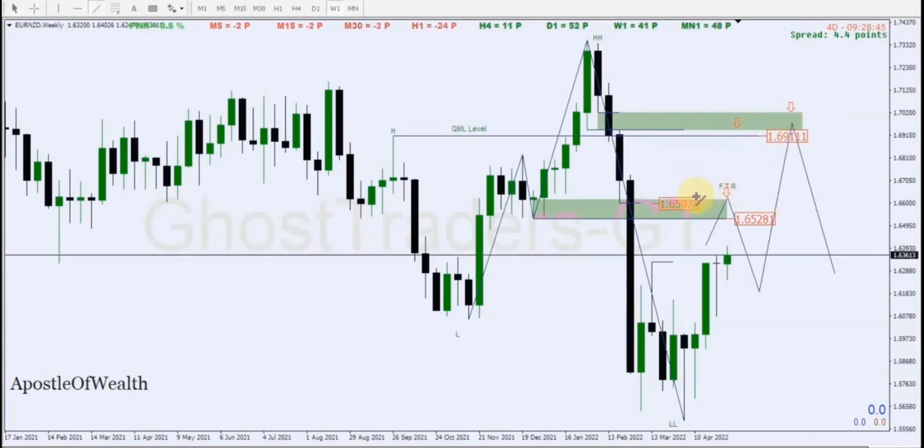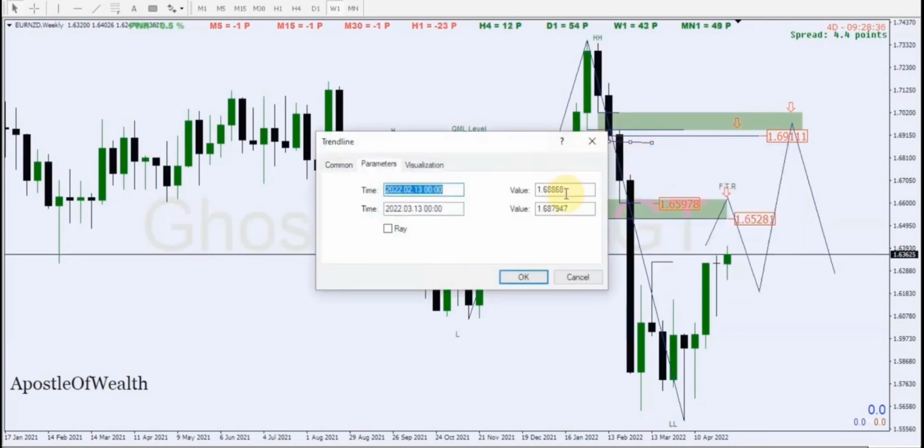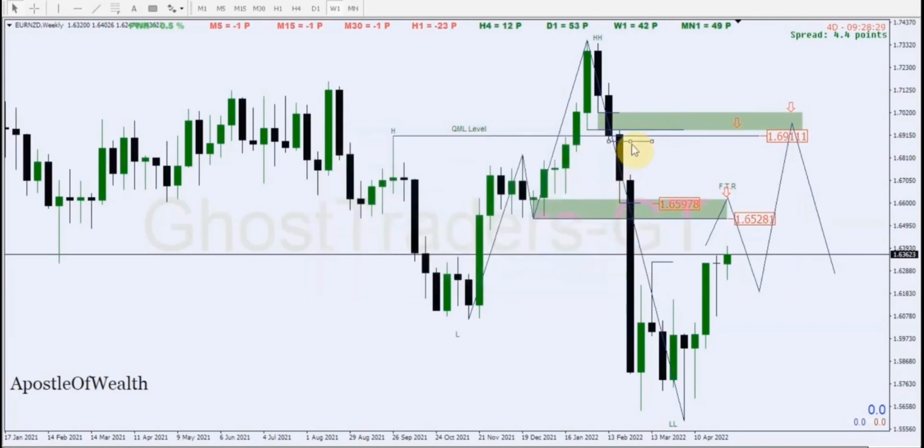Okay, I forgot to mention something. If you also look at this level here, let me just make this straight. If you look at this level, you can see that we also have a fair value gap here.